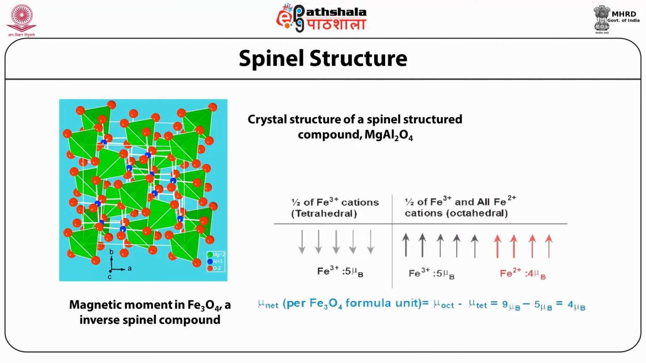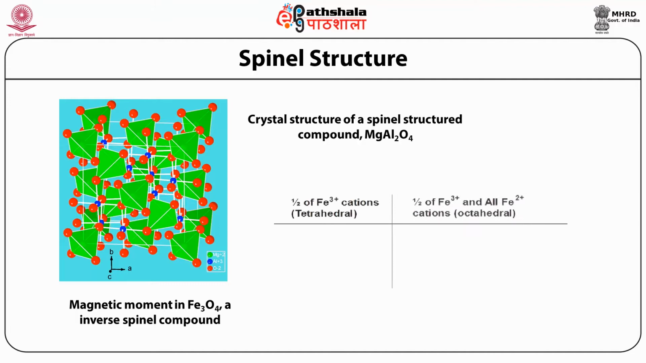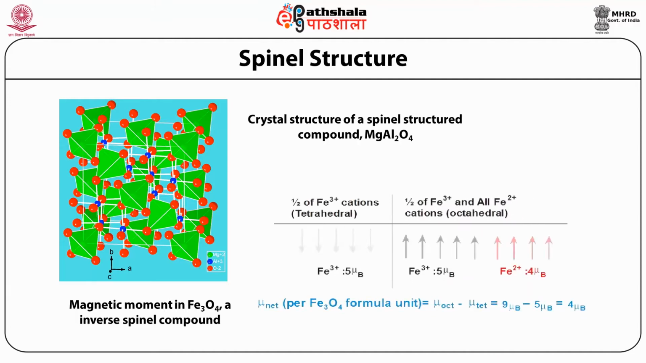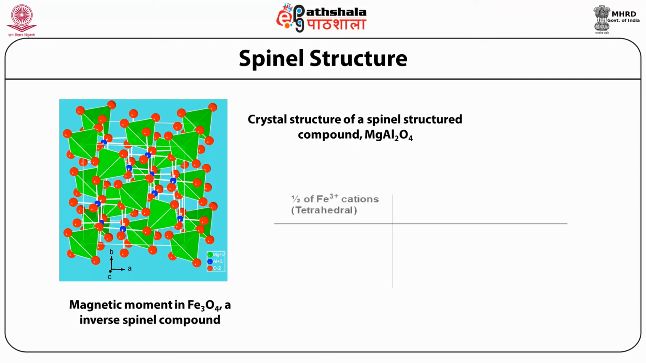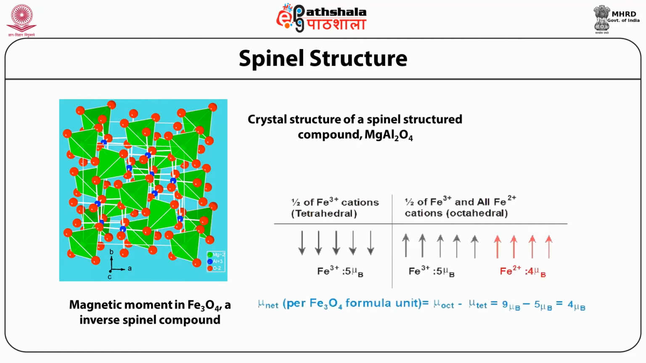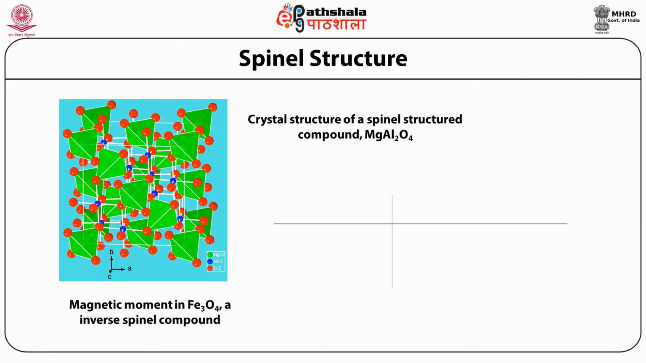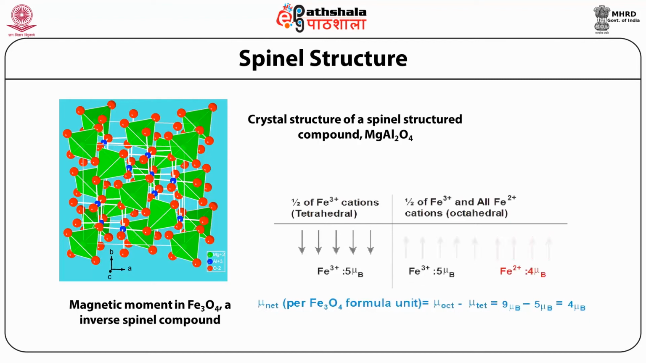So students, you can see on the lower right corner a figure showing the magnetic moment of Fe3O4, that is an inverse spinel compound. In this case, the net magnetization of Fe3O4 is 4 μB per formula unit. Similarly, one can estimate the magnetic moment of other inverse spinel ferrites like nickel ferrite, that is NiFe2O4, cobalt ferrite, that is CoFe2O4, as well as of mixed spinels.